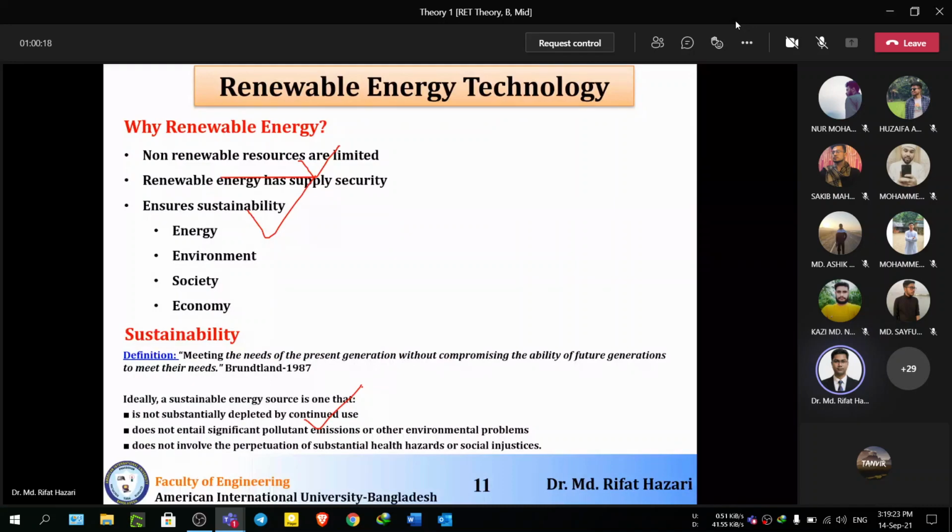The second condition is that it should not pollute, or generate any sort of harmful gases, or make any problems to the environment. Does renewable energy have any problem with the environment or generate pollution? No. So the second condition is also justified. The third condition is that it should not create any health hazards or any social injustice. Does renewable energy have any health hazards like a nuclear power station? No, right? It's environmentally friendly, and it doesn't have any social injustice. Let me give you an example. Let's say our government is planning to implement a coal power station in Rampal, near the Sundarban.